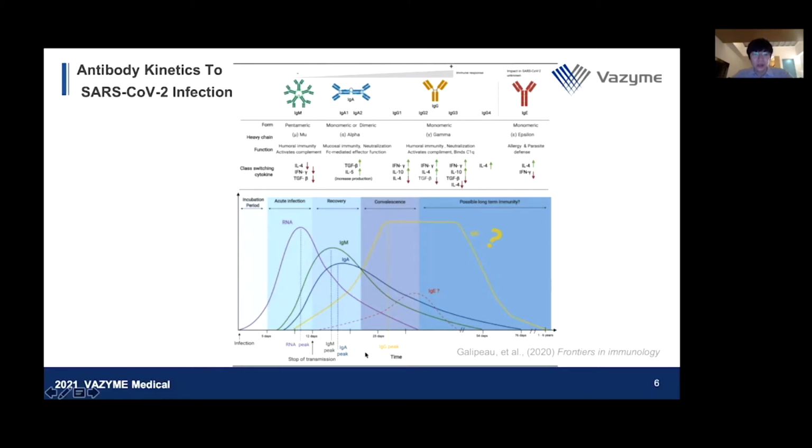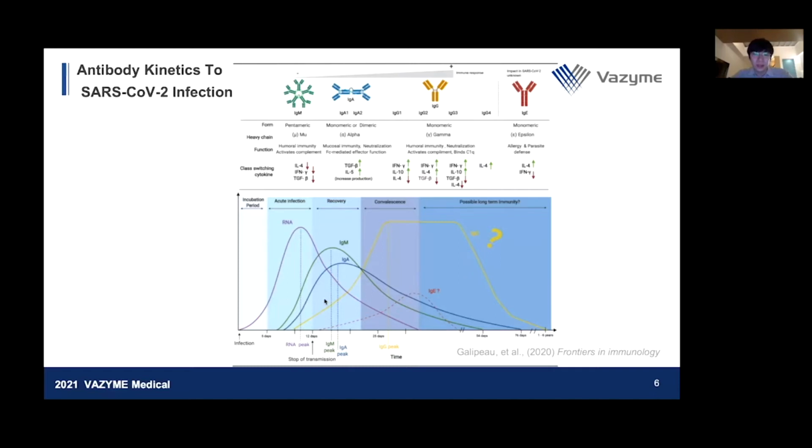The figure here shows the natural infection of the SARS-CoV-2 virus and how the antibody changes from the very beginning to the long term. At the very beginning, after infection around 10 days, the IgM and IgA levels increase very fast. So IgM and IgA can provide very fast and rapid protection to fight against the virus. However, the half-life of IgM is very short. After around 14 days after the infection, the IgM level starts to decrease.